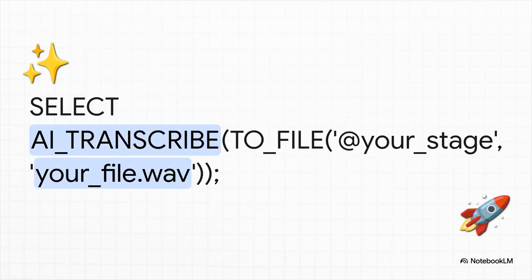And when I say simple, I really mean it. Just look at this. This is the actual command. For anyone who works with SQL, this looks incredibly familiar. You're just pointing the function at a file that's stored in a Snowflake stage and telling it to go. That's it. It handles all the AI model stuff for you and just brings back the results.